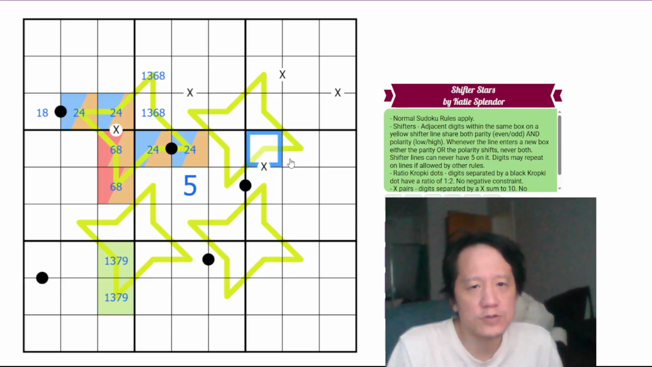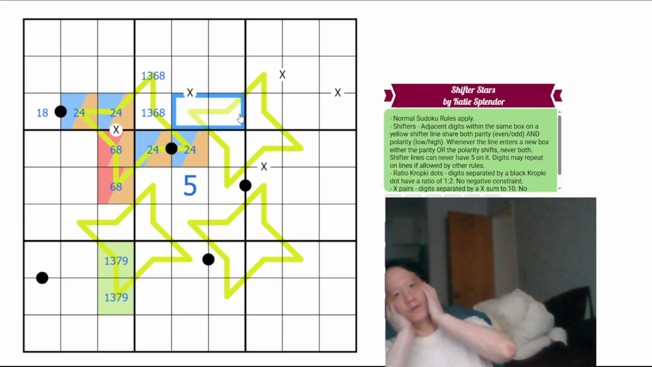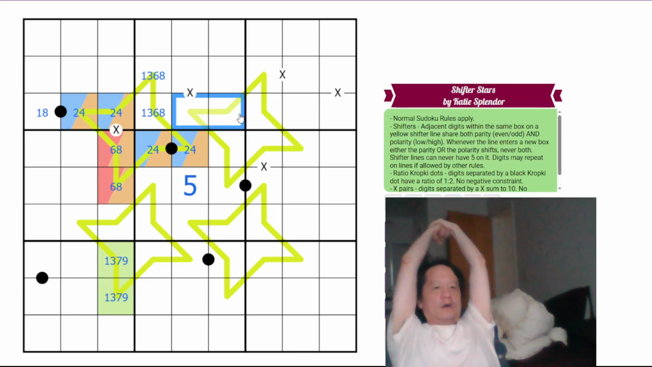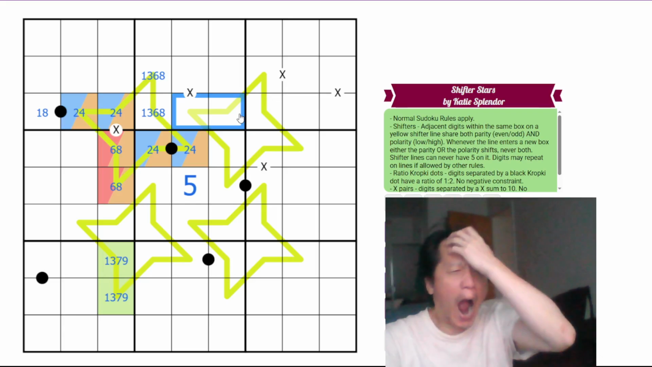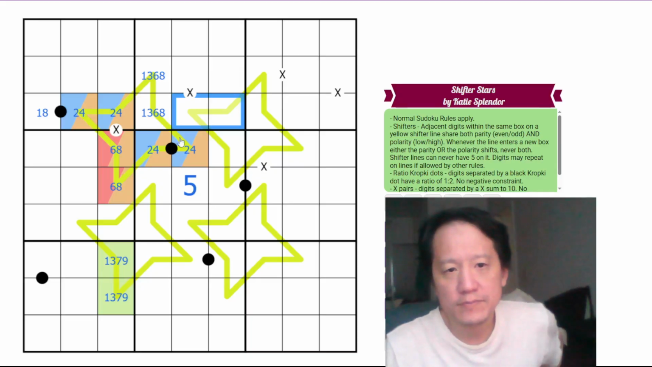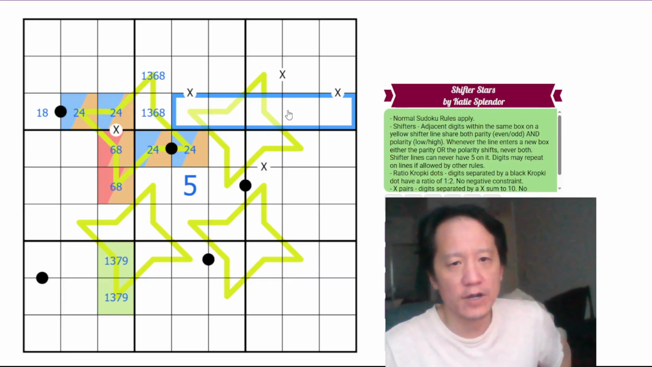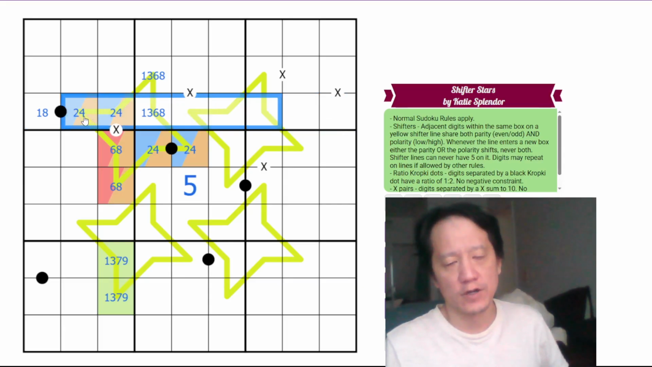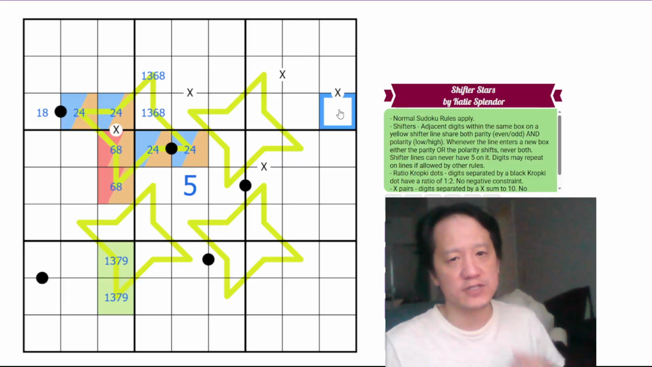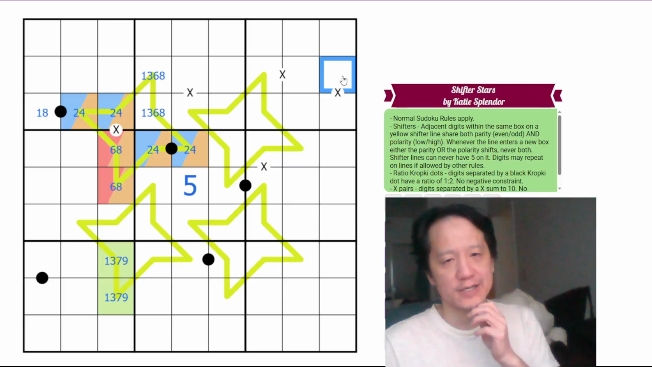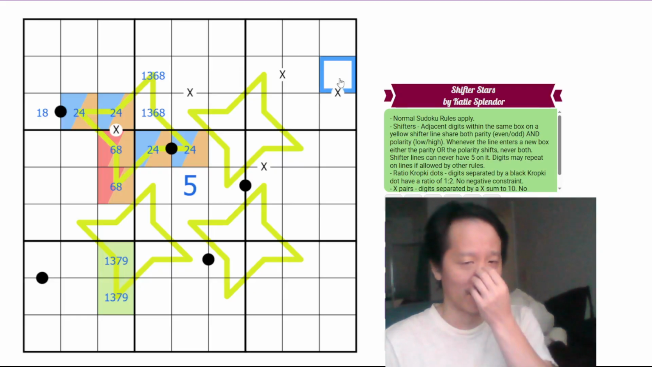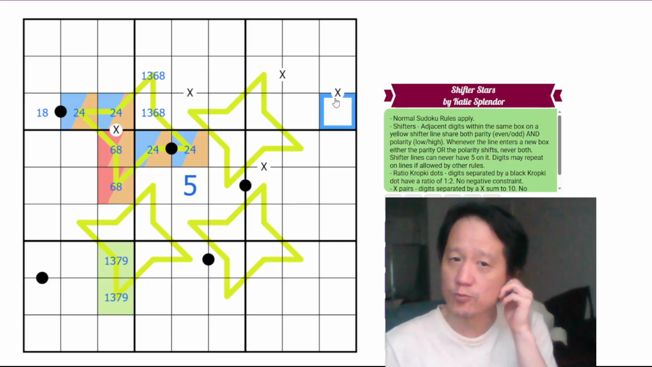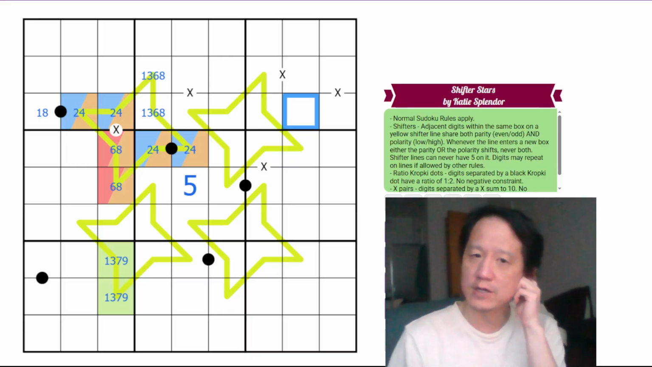This cannot be 2 or 4. These can't be 2 or 4. So okay, where is the 5 in row 3? Can't be on the shifter line. Can't be next to an X, because if it's next to an X, it would have to add up with another digit to add up to 10, and 5 would only add up with 5 to 10, and therefore you'd have a duplicate, you have a repeat in the same column. So this must be a 5 here.